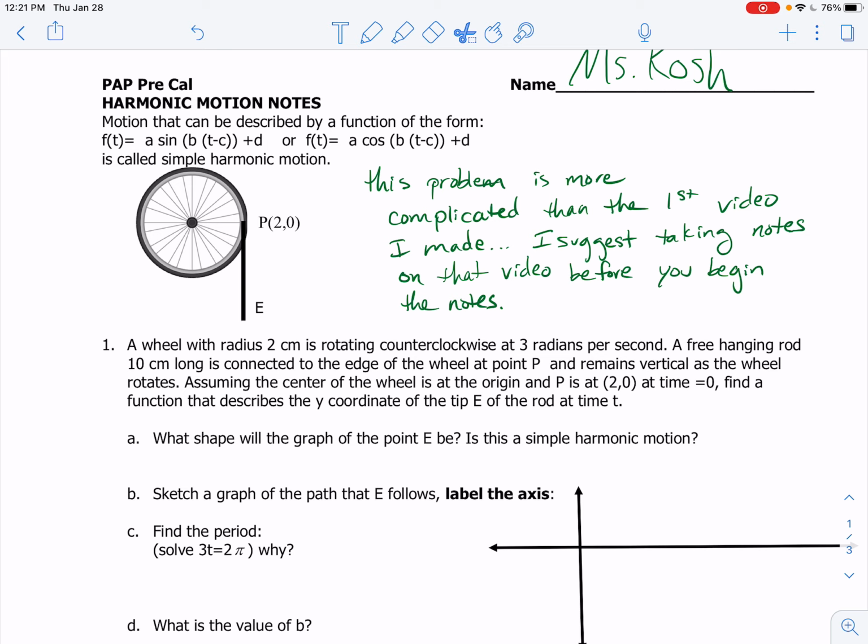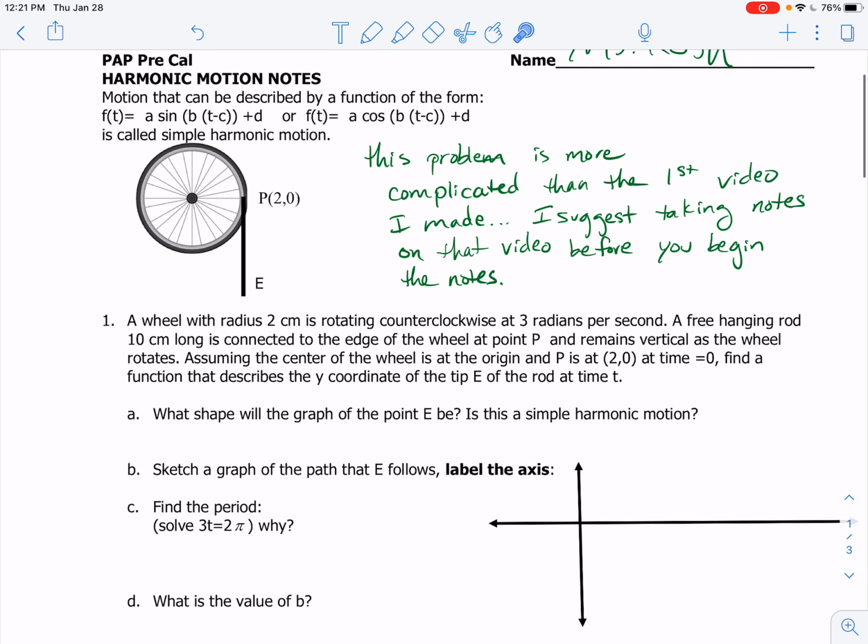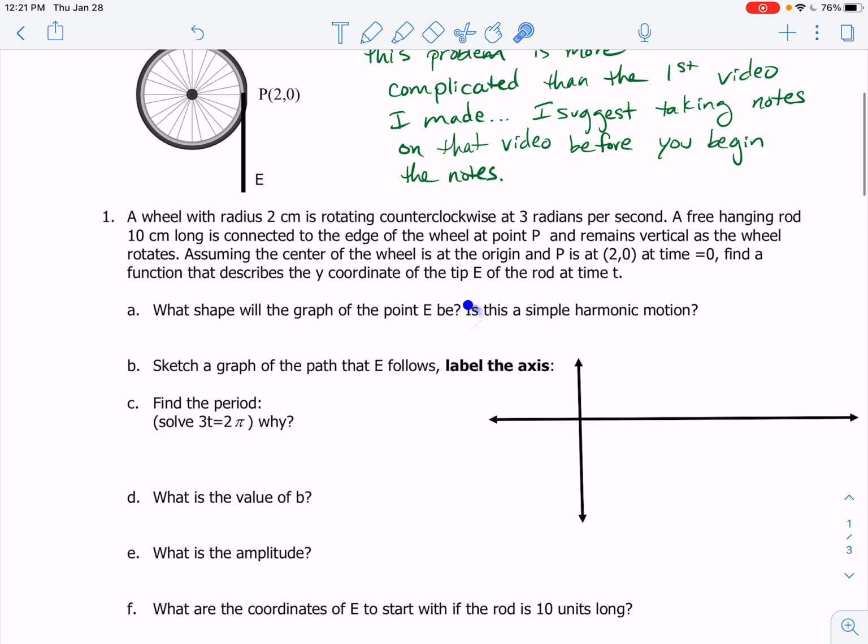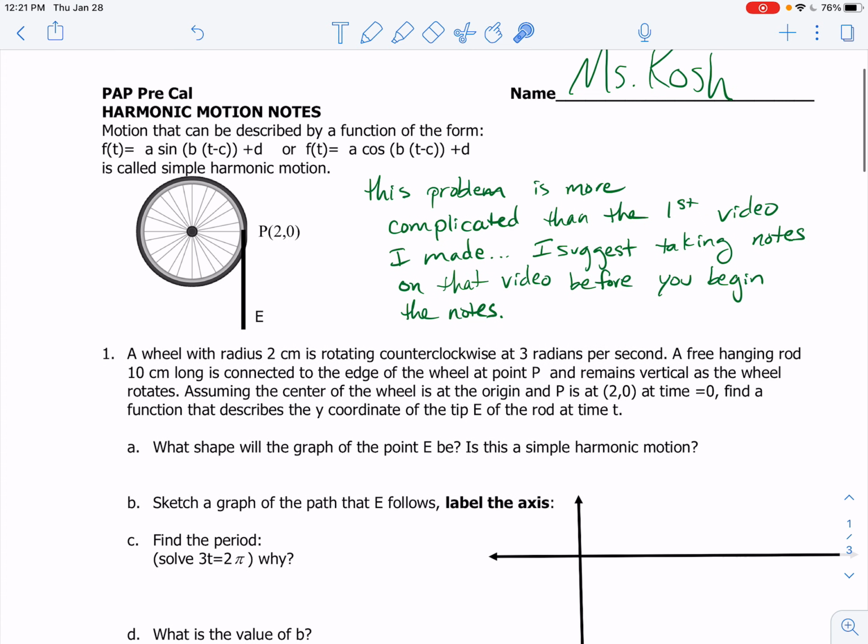So this is a little more complicated. The difference is that in the other problem in my first video, our point starts here and moves around the circle, and we're just concerned about point P. This problem changes things and talks about point E. So point E is down here somewhere, and I should have Googled this first.